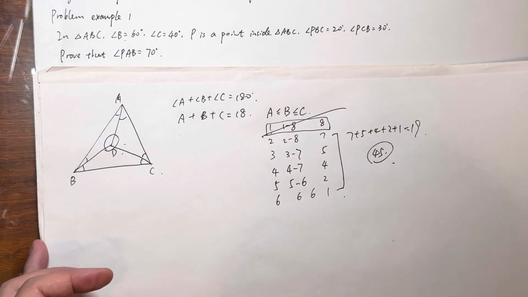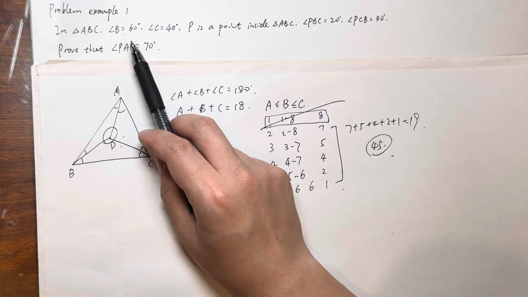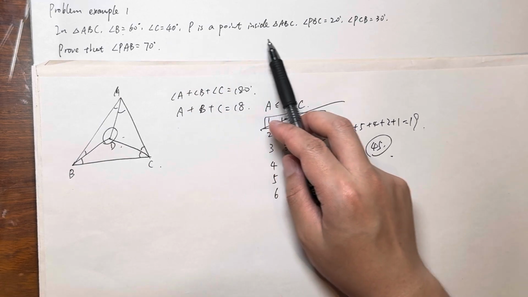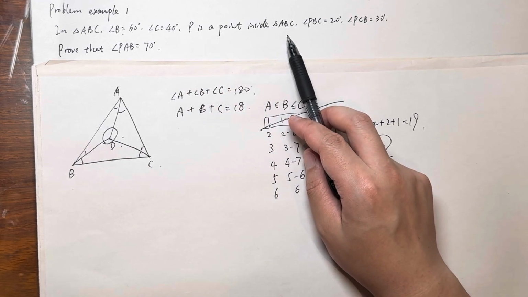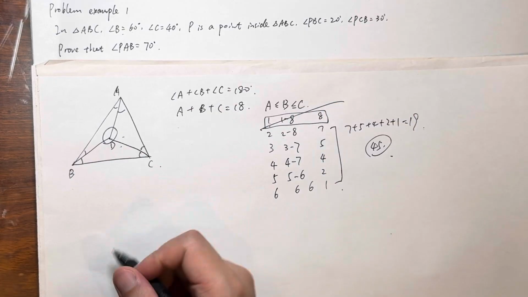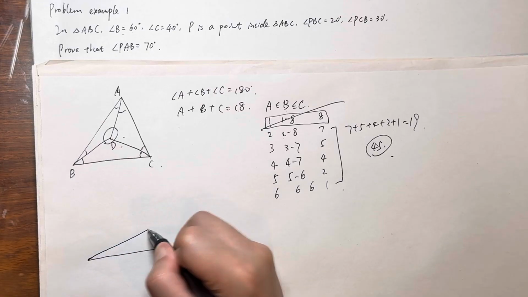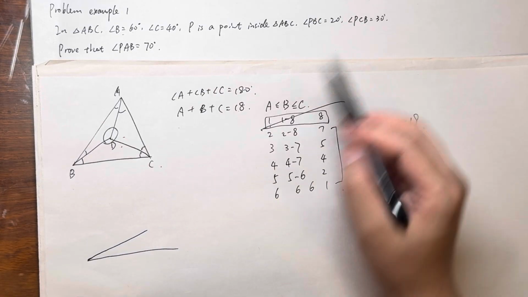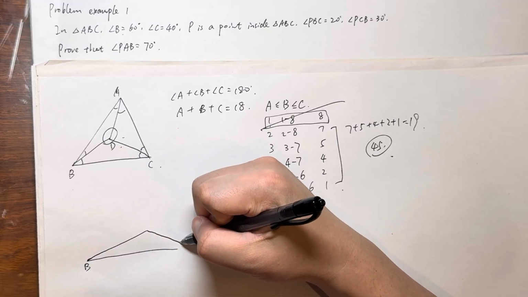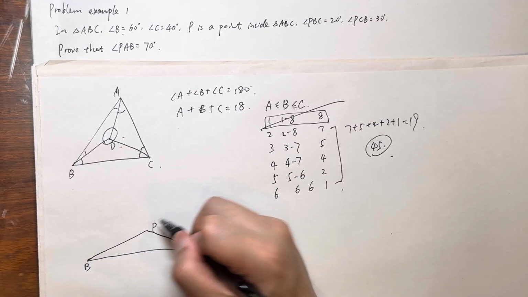So a problem example here is that in the triangle ABC, angle B equals 60 degrees, angle C equals 40 degrees. P is a point inside the triangle ABC, and angle PBC equals 20. So let's draw it first. Angle PBC equals 20, right? And angle PCB equals 30, which means it's a little larger than angle PBC. So here is C, this one is P.